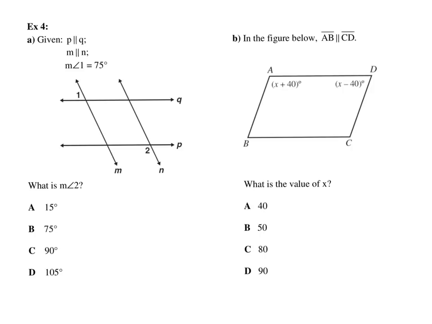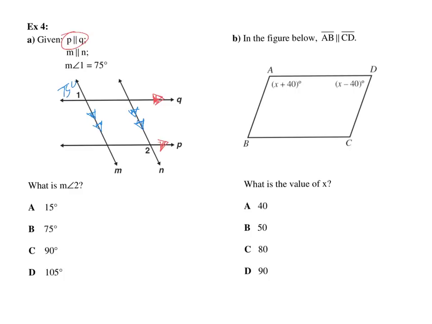All right, example 4. Given P is parallel to Q. All right, P is parallel to Q. I'll put a little bold arrowhead on these two. And then it says M is parallel to N. Okay, M is parallel to N. Now it says measure angle 1 is equal to 75. That's 75 degrees. What is measurement of angle 2?